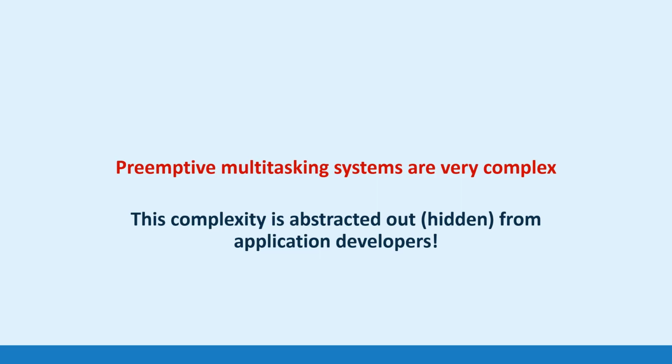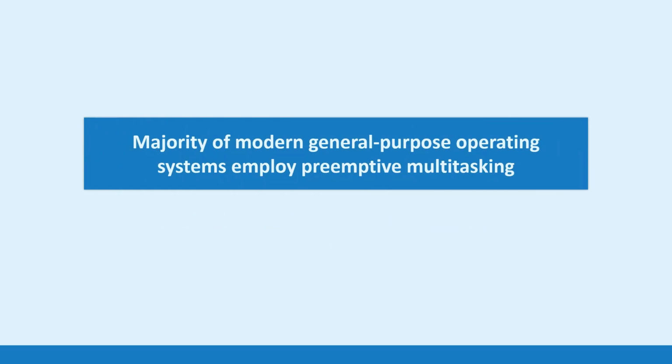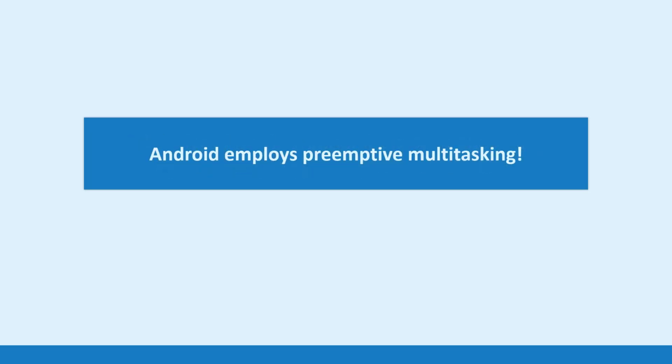And since preemptive multitasking is such a nice concept that ensures system responsiveness irrespective of the behavior of the individual tasks, it's very common in general purpose operating systems today. In fact, I think that all the operating systems that I know about employ preemptive multitasking. And what's relevant in the context of this course is that Android is also a preemptive multitasking system. So on Android, when you execute multiple tasks concurrently, it's the operating system that decides which of the tasks run at any given instant of time.